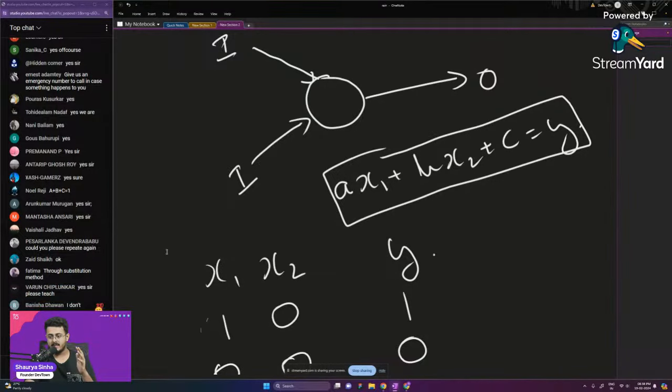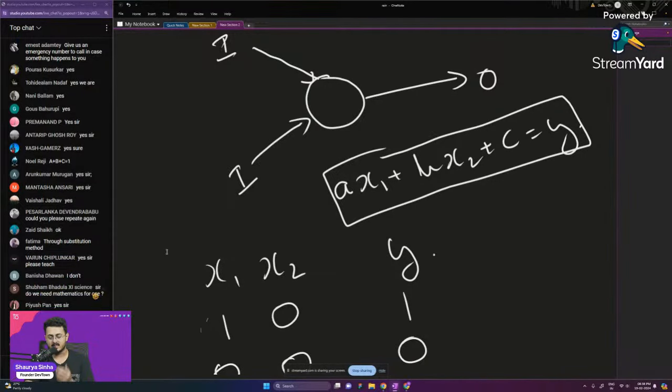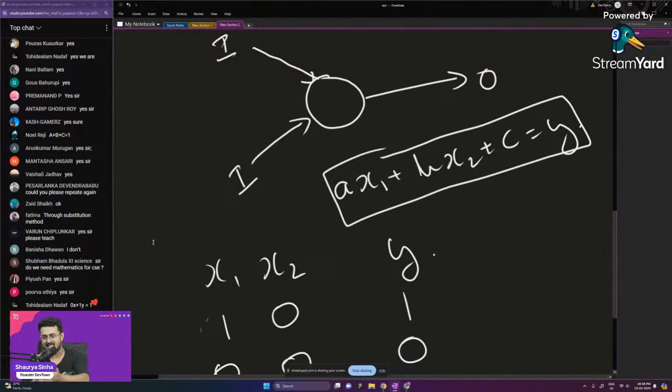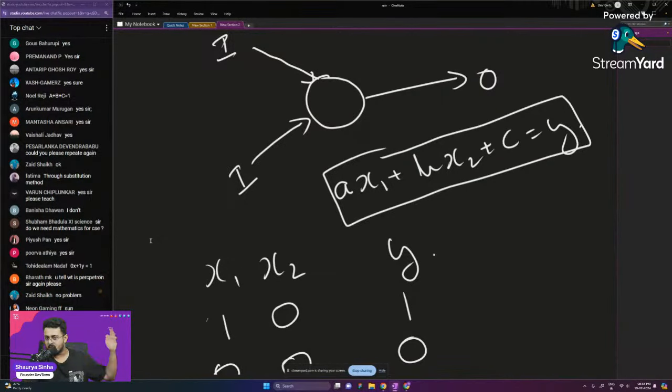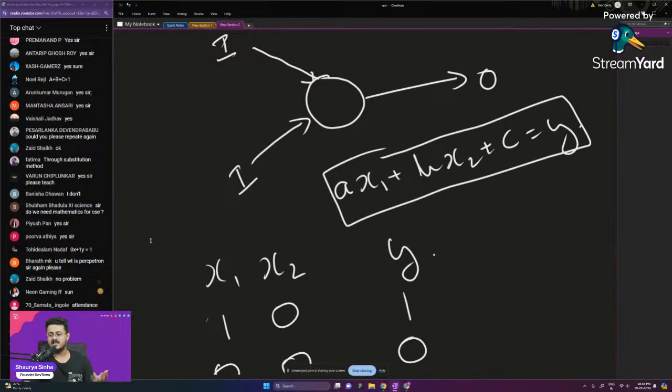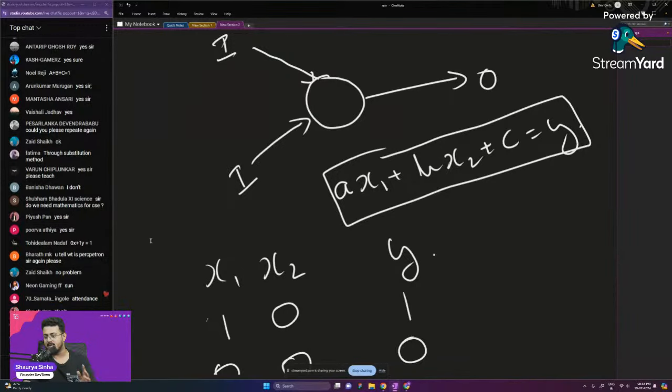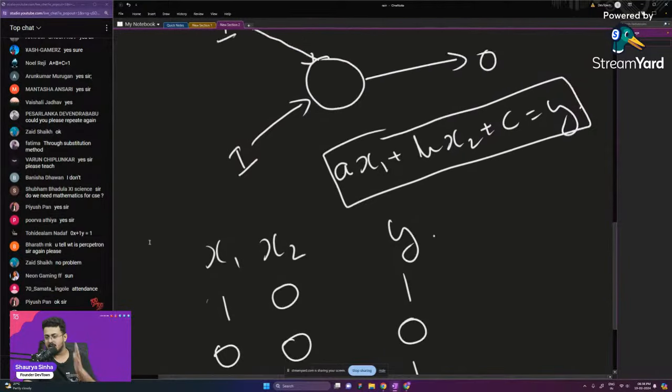So do we need mathematics for CSE? Of course, yes. If you are choosing data science, then yes, you need a lot of mathematics. Statistics is going to be a huge part of the data science field itself. But if you are going further with something like web development, you don't need a lot of mathematics there.